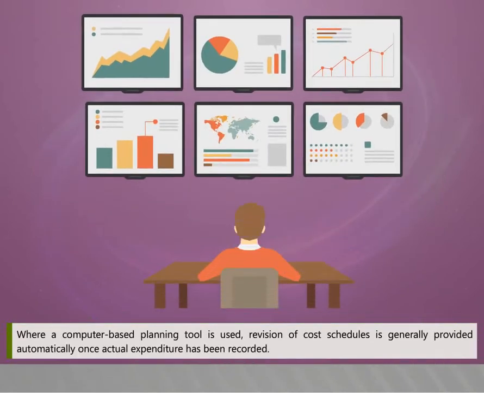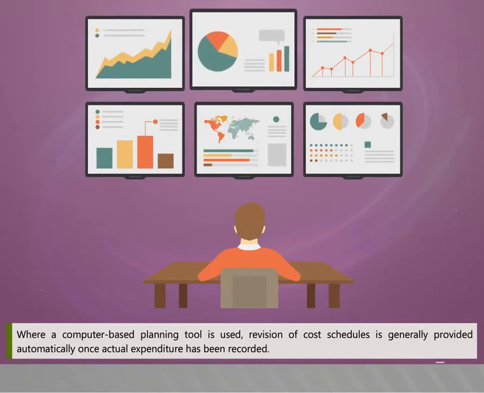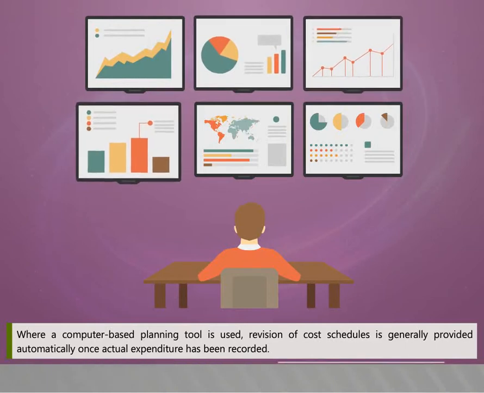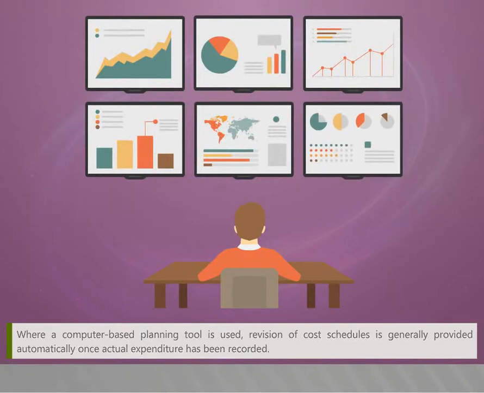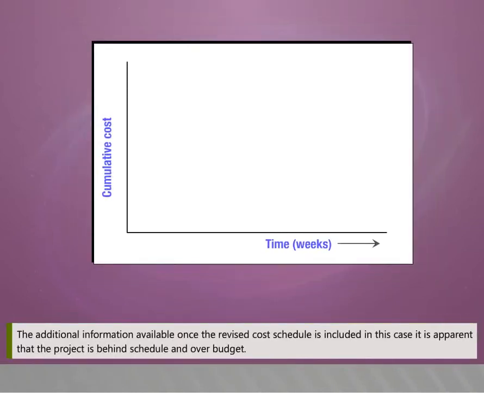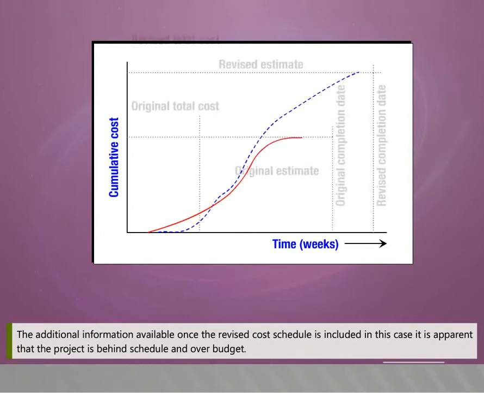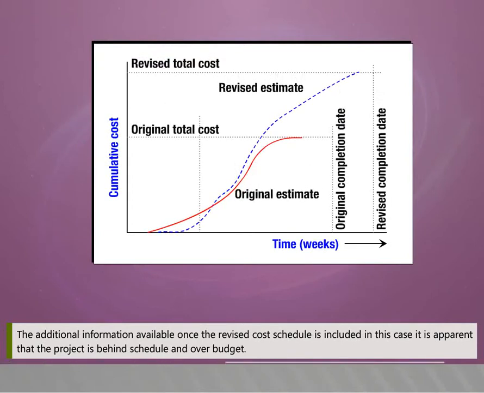Where a computer-based planning tool is used, revision of cost schedules is generally provided automatically once actual expenditure has been recorded. The additional information available once the revised cost schedule is included. In this case, it is apparent that the project is behind schedule and over budget.